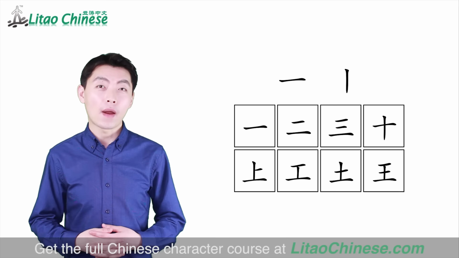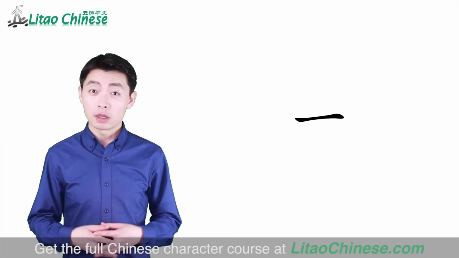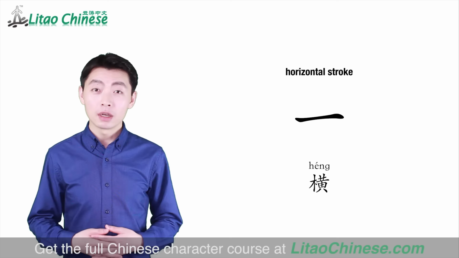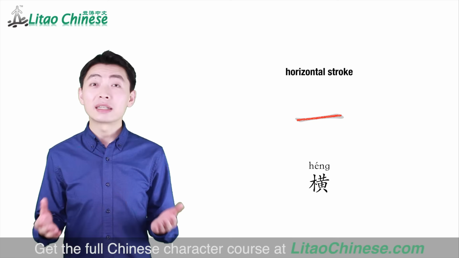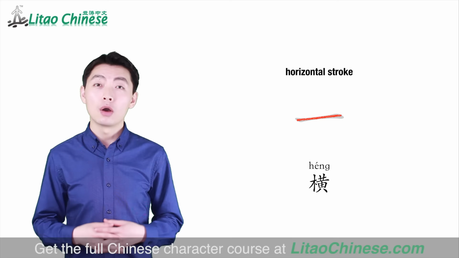This is the first basic stroke, the horizontal stroke. We call it 横, 横. The horizontal stroke 横 is written from left to right. You cannot write it in the opposite direction, which means it cannot be written from right to left. Remember that. All the strokes should be written in certain directions.